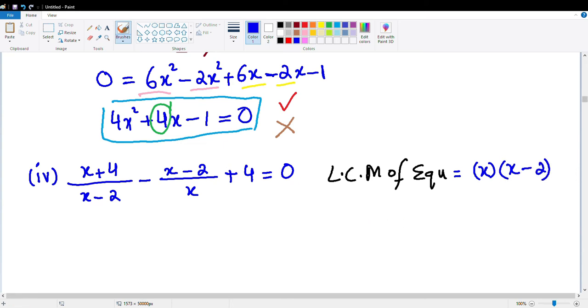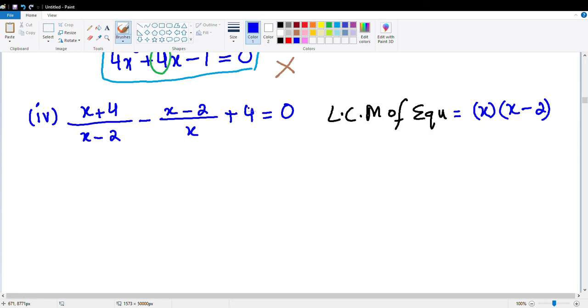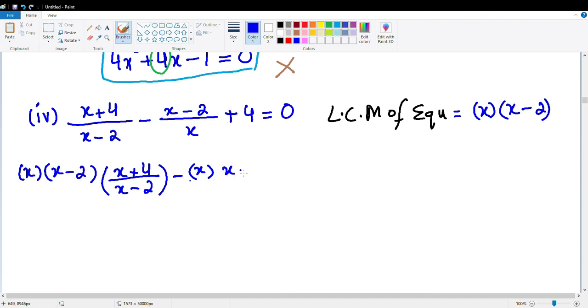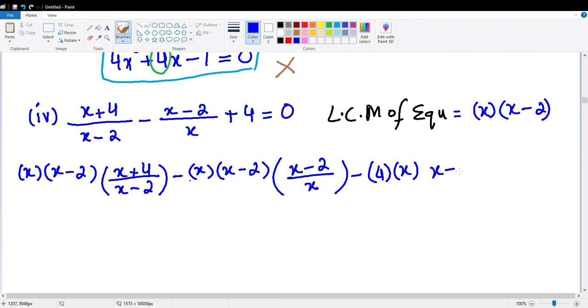That means we need to multiply all of these three terms with x into x minus 2. So multiplying them with x into x minus 2, we get x into x minus 2 into x plus 4 over x minus 2, and minus x into x minus 2 into x minus 2 over x, and we have minus 4, and should write in brackets, minus 4 into x minus 2, equals 0.